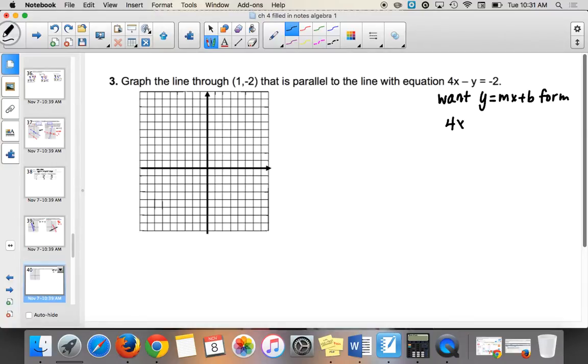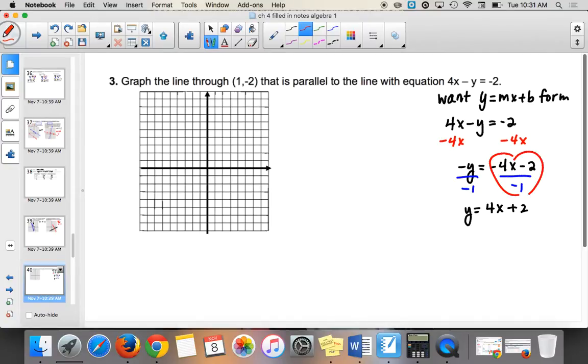Okay, so if I have 4x minus y equals -2, the first thing I'm going to do is subtract the 4x over. So I get negative y equals negative 4x minus 2. And I want just y, not negative y. So I'm going to divide by -1, divide by -1. So I get y equals 4x plus 2. Remember how I was doing that, and I was like, oh, that -1 goes into both things. Right, that's what we're doing. So the -1 went into both things. And I had a positive 2.